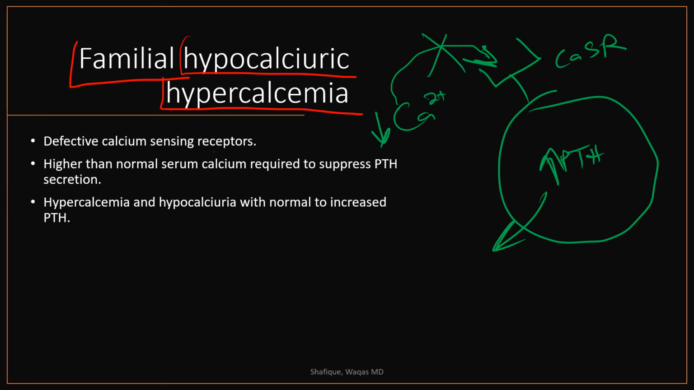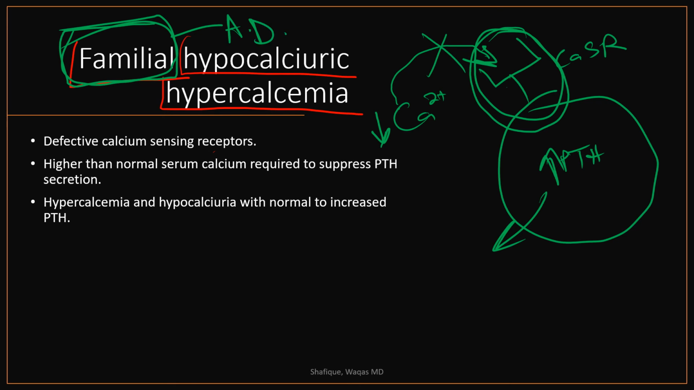So in familial hypocalciuric hypercalcemia, these calcium sensing receptors are dysfunctional or mutated, right? Because this is an inherited disease. This receptor is going to be mutated, and this is most commonly autosomal dominant. Okay?